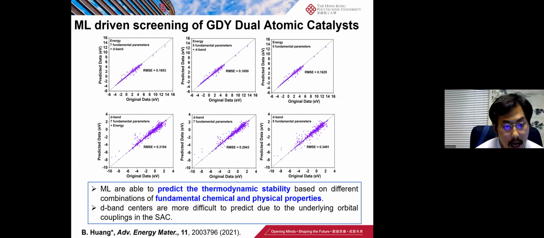Meanwhile, we also carried out a parallel machine learning screening of the GDY DACs. Through the fundamental chemical and physical property parameters of GDY DACs, the thermodynamic stability can be predicted with high accuracy. In comparison, due to the underlying orbital couplings, some electronic structures cannot be fully revealed. This leads to challenges in predicting the f-band center accurately. And this is also the first time we introduce a cell validating effect into machine learning combined with DFT techniques.